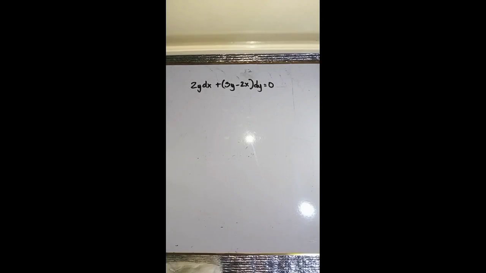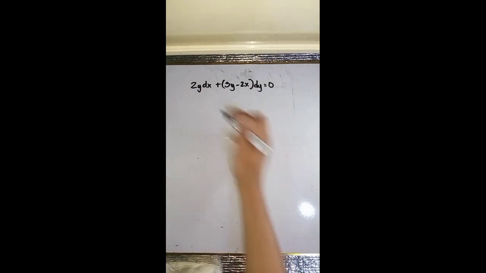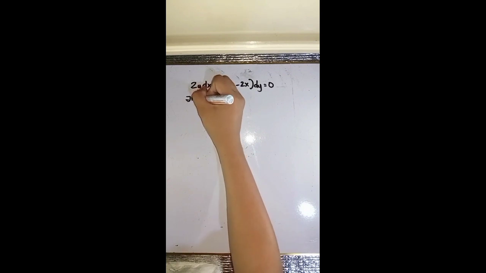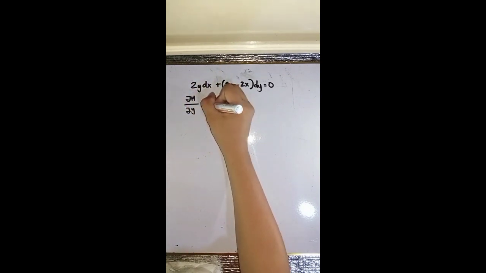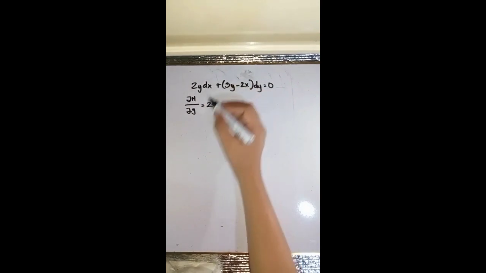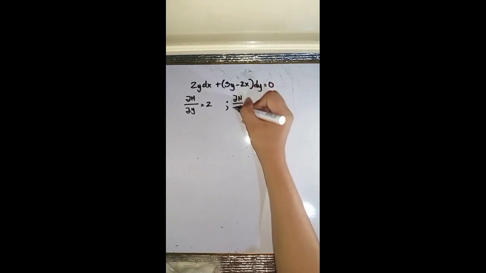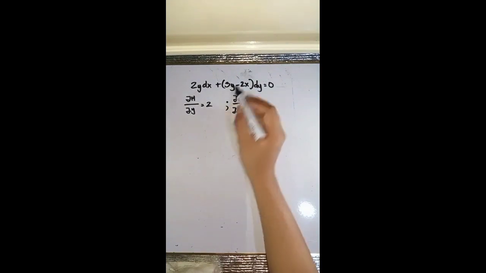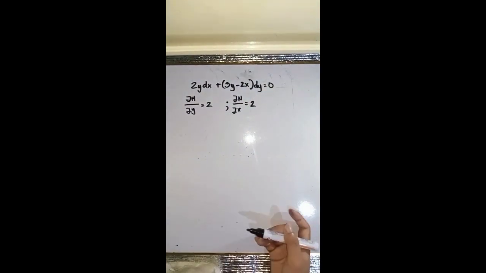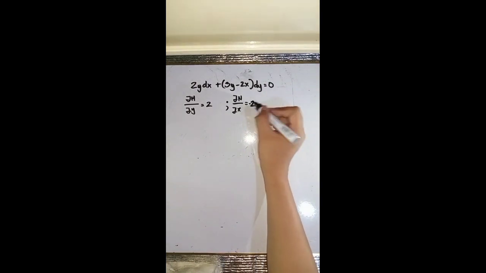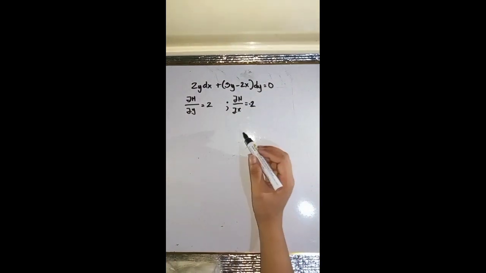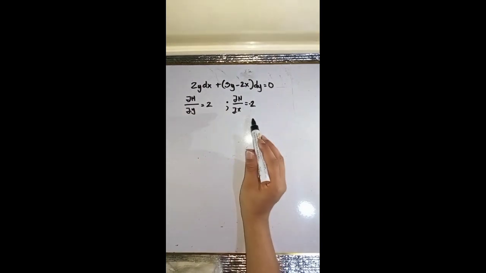Here we have another example of an integrating factor which involves a differential equation. As we did in our previous video, we have to find the partial derivative of M with respect to y, which is equal to 2, and the partial derivative of N with respect to x, which is equal to negative 2. Now that we've found out that this is not an exact differential equation, we can solve for the integrating factor.